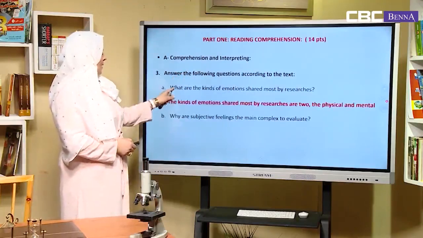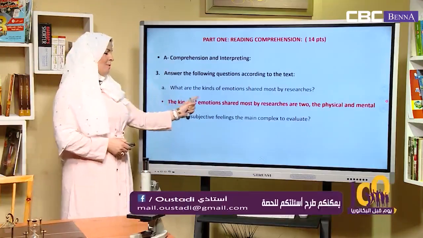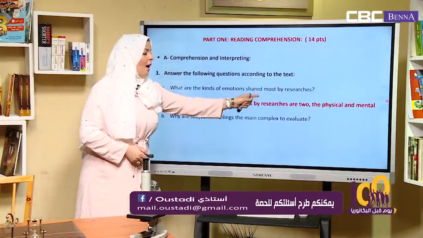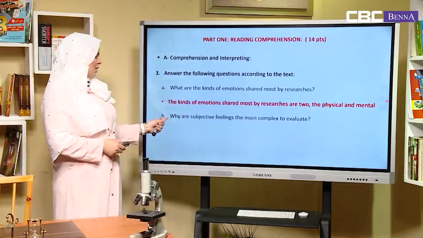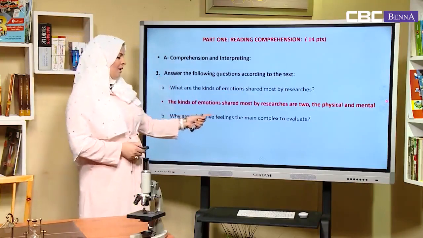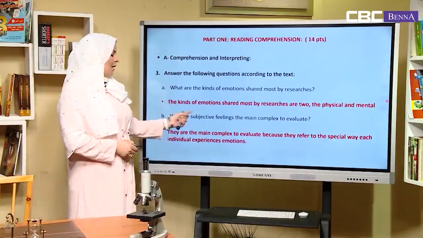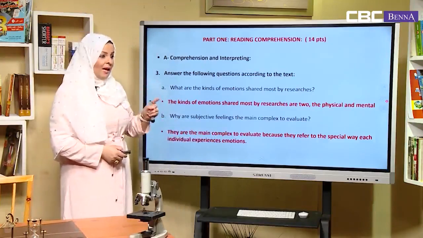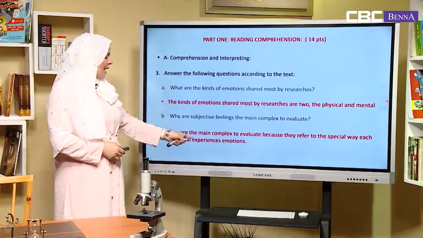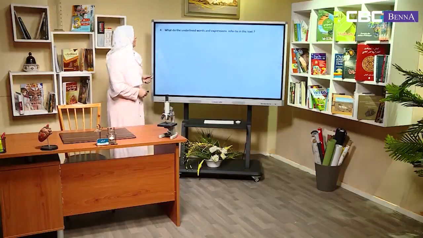So let's start. What are the kind of emotions shared most by researchers? The answer is the kind of emotions shared most by researchers are two. We have the physical and the mental. So second question, why are subjective feelings the main complex to evaluate? So here they are the main complex to evaluate because they refer to special way each individual experiences emotions. So this is concerning our activity concerning the questions.